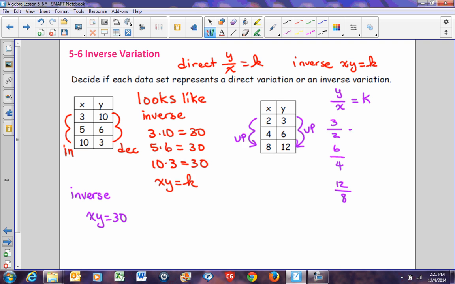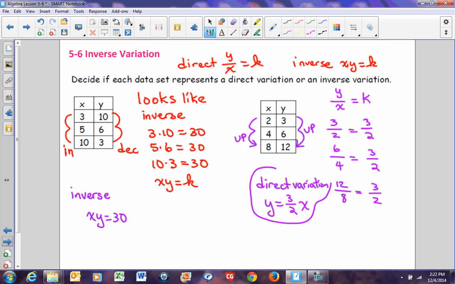3 over 2 reduces to 3 halves. 6 over 4 reduces to 3 halves. 12 over 8 reduces to 3 halves. So all of those reduce to the same ratio. So this would be direct variation. And the equation would be y equals 3 halves x.